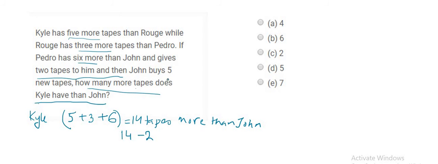But then John buys 5 new tapes, so 5 more is being deducted. So now Kyle has 7 more tapes than John in the current situation. So for this problem statement, the answer would be E, 7.